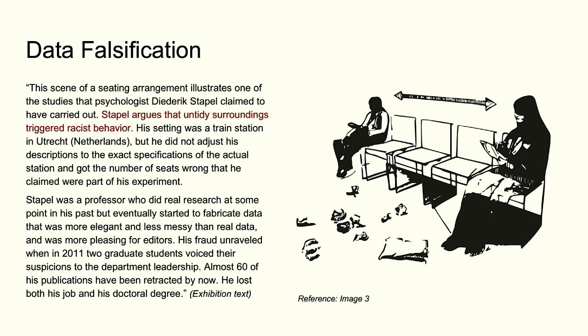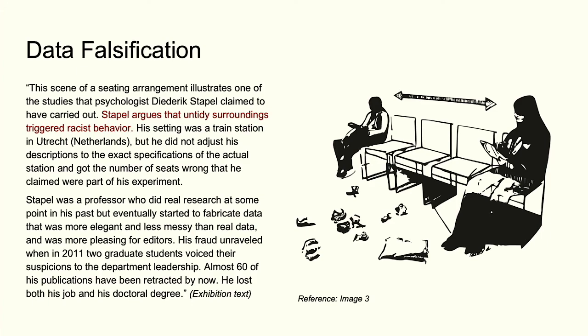Stapel argued that untidy surroundings trigger racist behavior. It seems plausible enough. He set his study in a train station in Utrecht, in the Netherlands, but he was a little sloppy. He didn't adjust his descriptions of the site of this experiment for the actual numbers of seats, the actual detail there. And there came a point where some of his graduate students became suspicious.